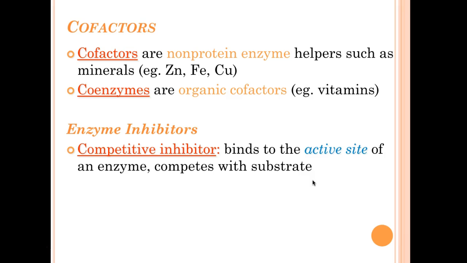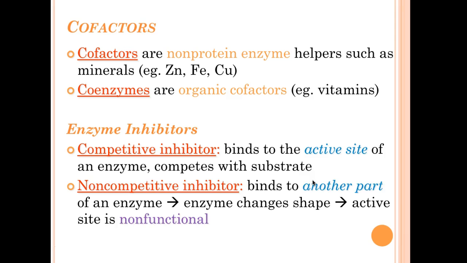Enzyme inhibitors. Enzyme inhibition is going to prevent the enzyme from doing its job. There are two types of inhibition. There's the competitive inhibition or competitive inhibitor, and there's non-competitive inhibition or a non-competitive inhibitor. In competitive inhibition, another substance is going to compete with the substrate and bind to the active site. In non-competitive inhibition, it's going to bind to another part of the enzyme.